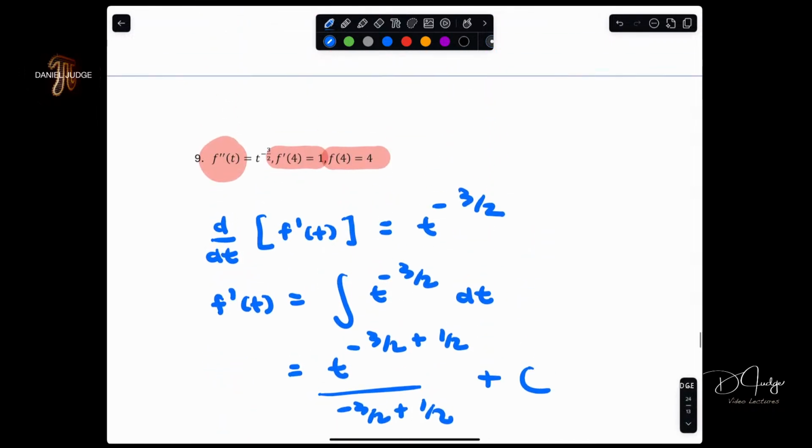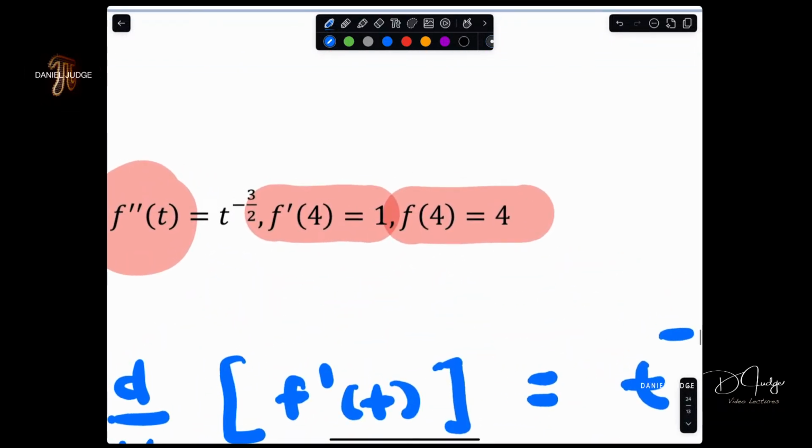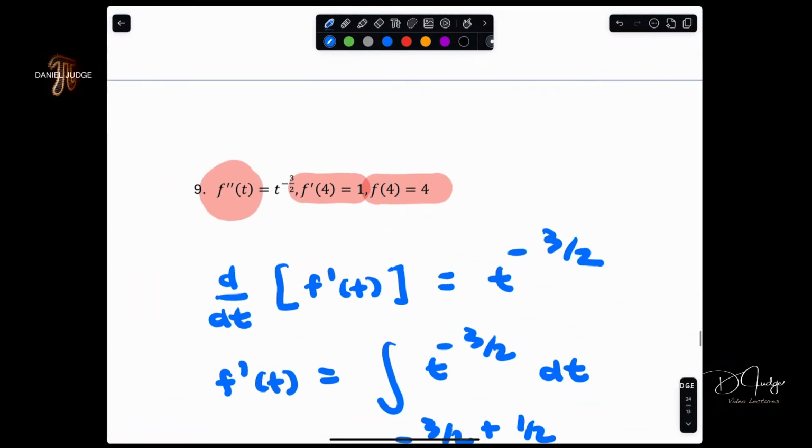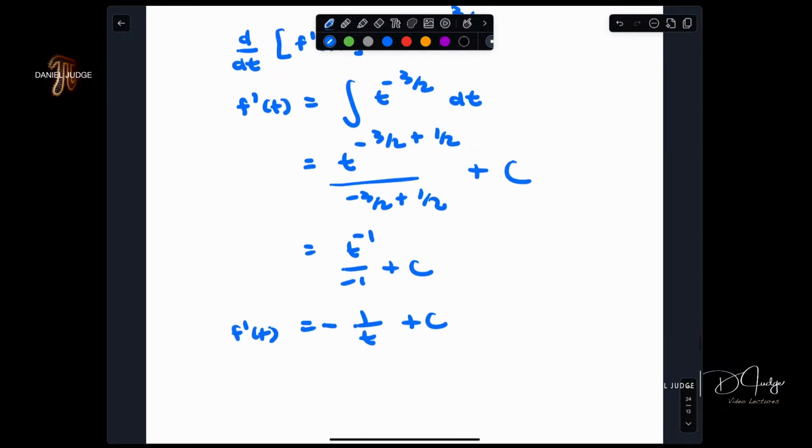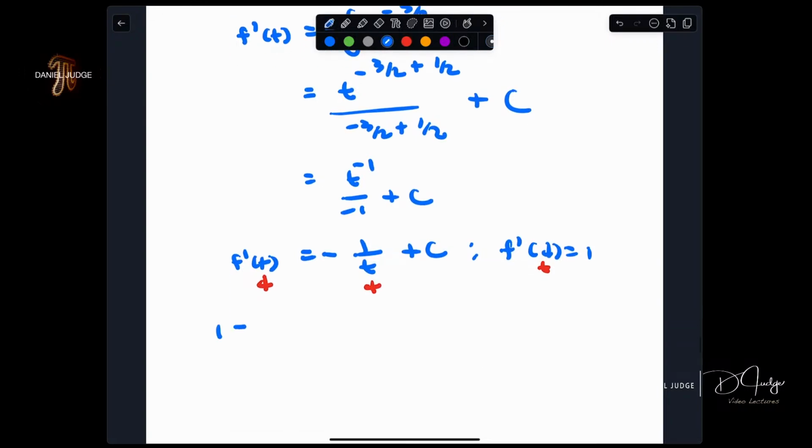So if we look at the first condition here, f prime of 4 is 1. We're going to apply that condition. This is a t value now, so wherever there's a t, we're going to put a 4, and the answer is going to be 1. So this means 1 equals negative 1/4 plus c, or c will be 1 plus 1/4. And if we do our arithmetic, c is 5/4.